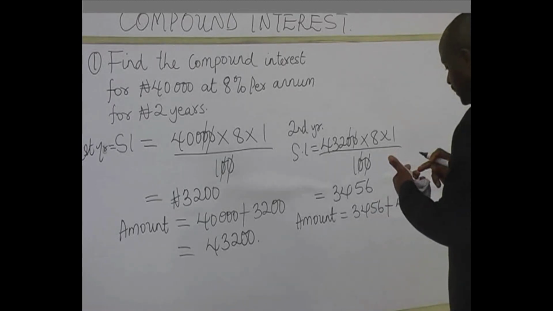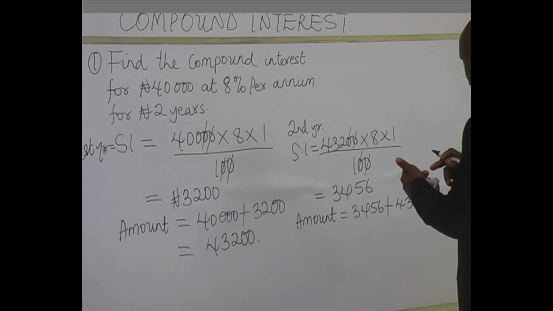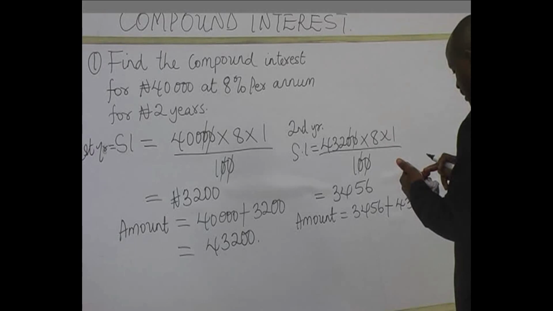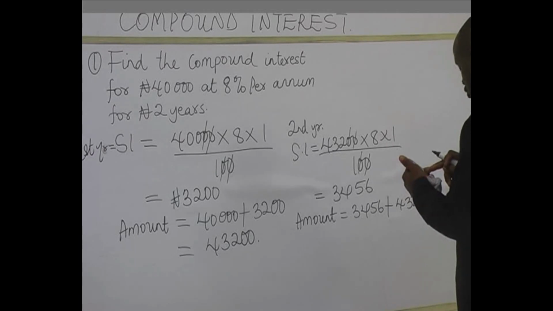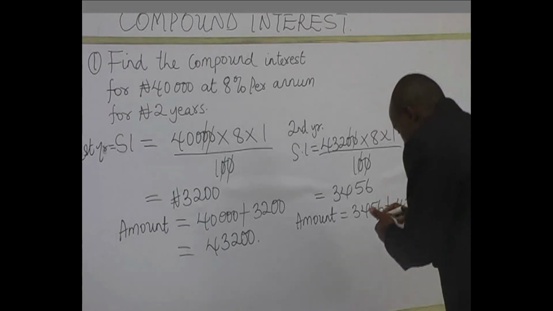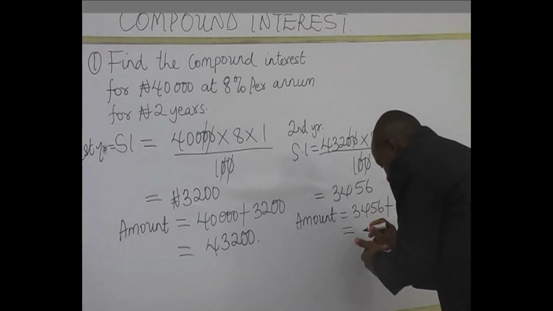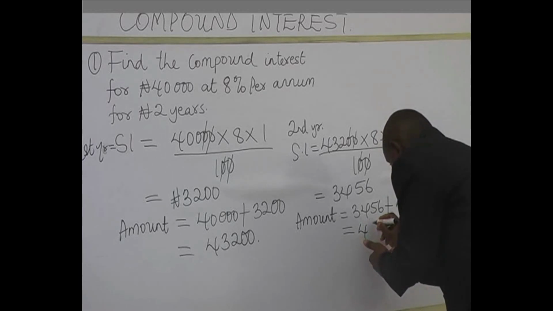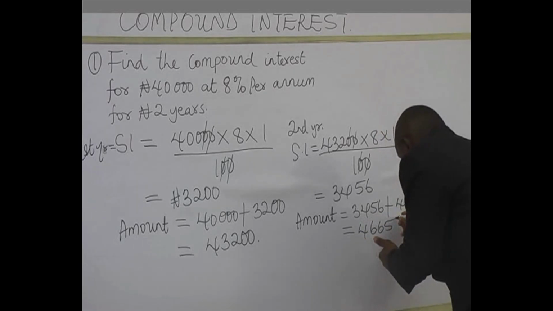Add them together. We have 3,456 plus 43,200. 43,200 is giving us 46,656.